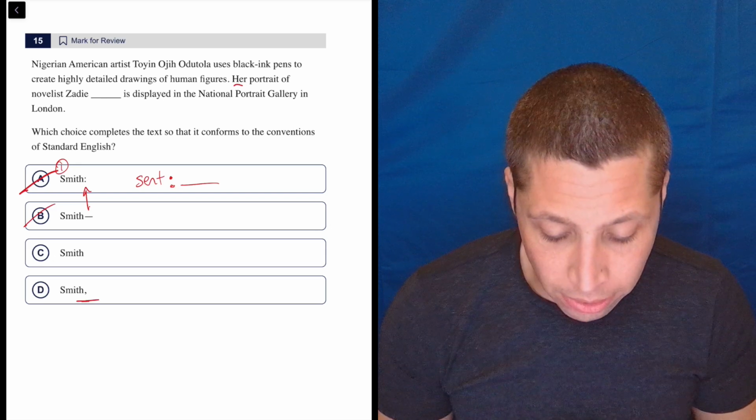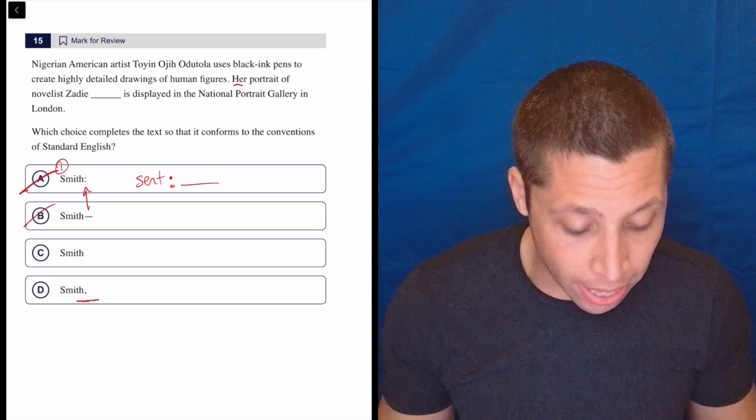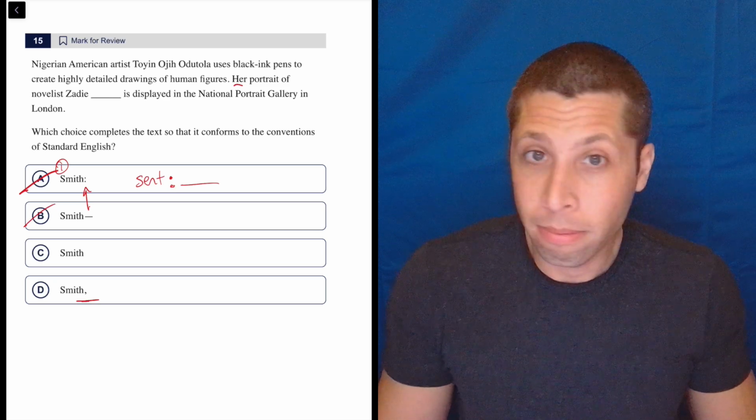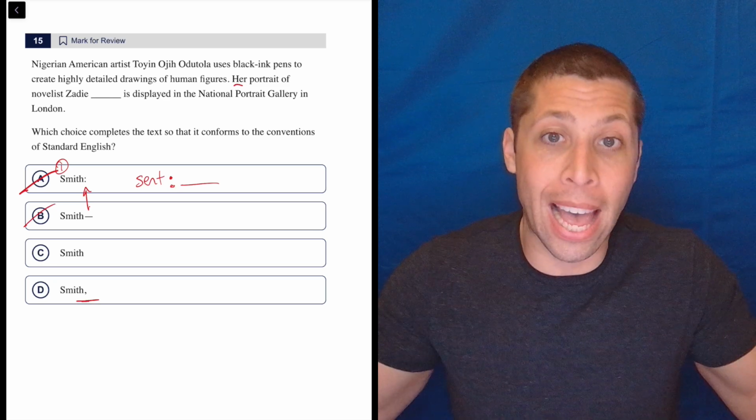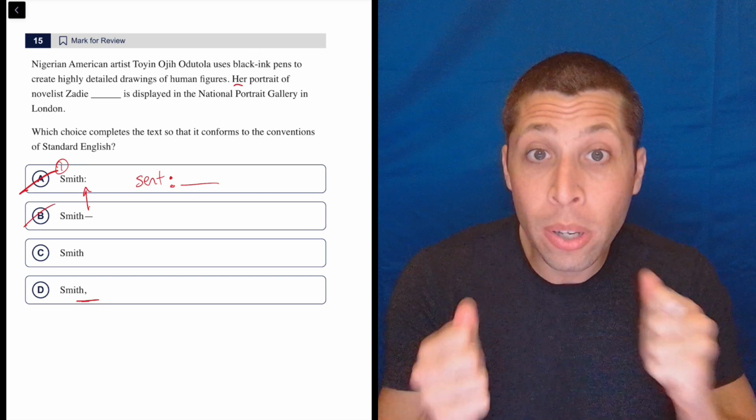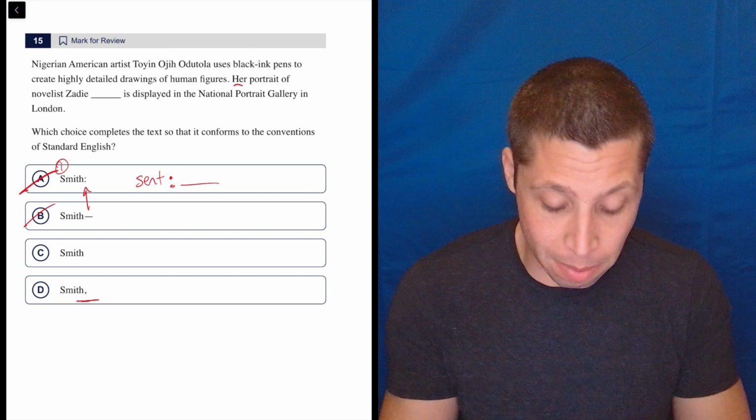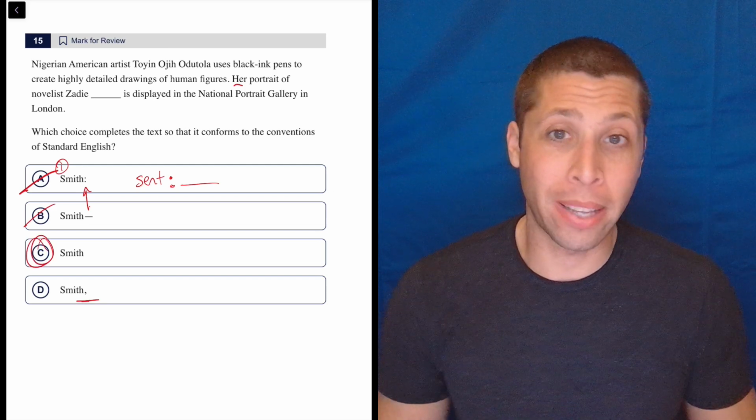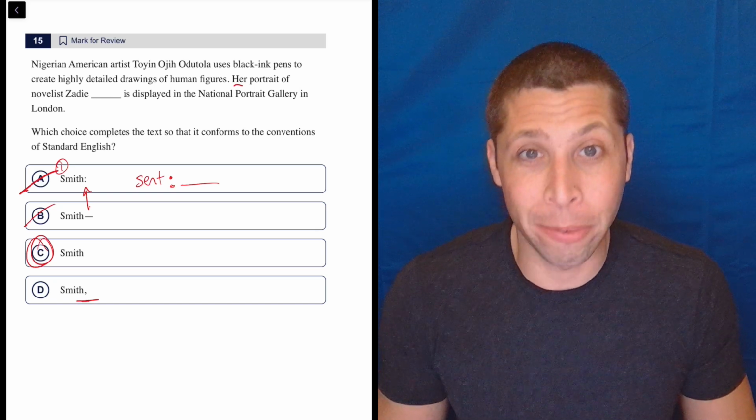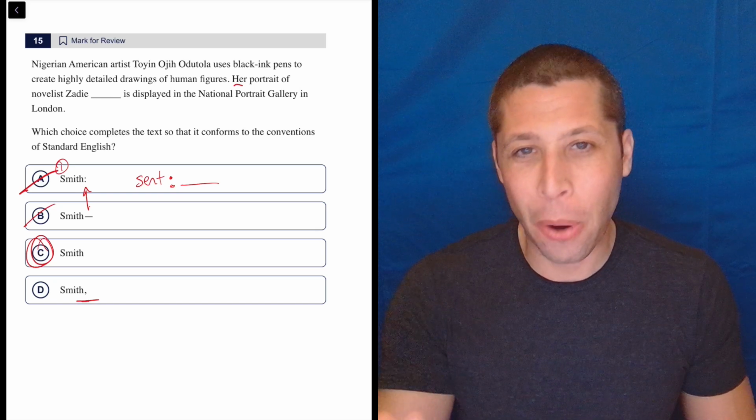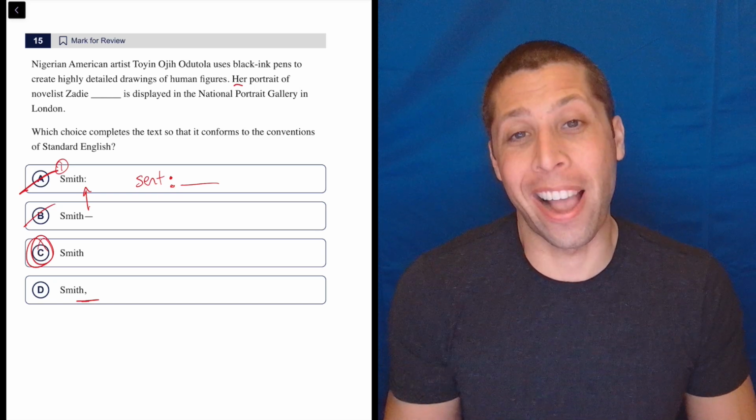Her portrait of novelist Zadie Smith is displayed in the National Portrait Gallery in London. No, this whole thing is the sentence. There's nowhere that you could split that and say this is an extra clause. You need both of those clauses together to make the sentence. Now, some of you are going to pick that just because you're like, yeah, it sounds right. There's no pause, right? We learned that a comma is a pause. There's no pause there, so you're good. And that's fine. That's better than nothing.